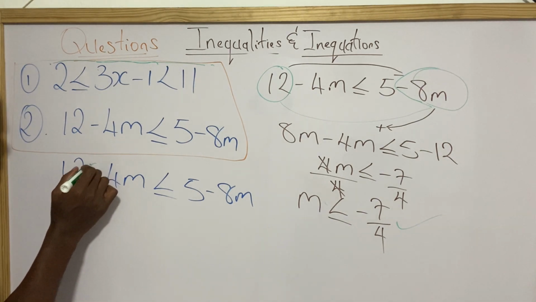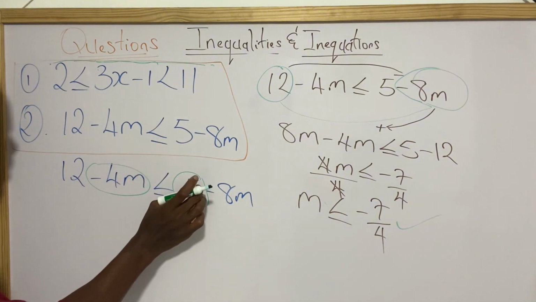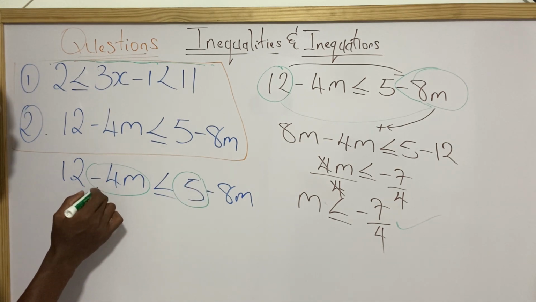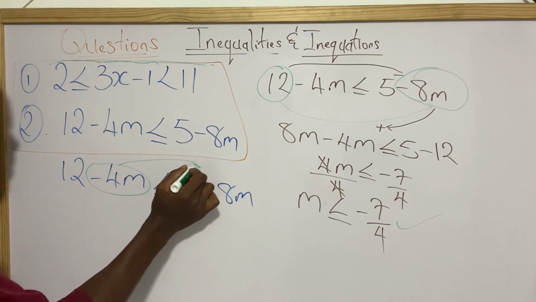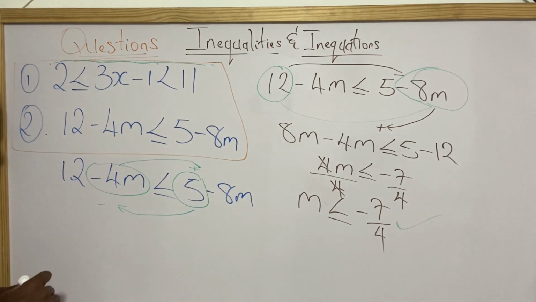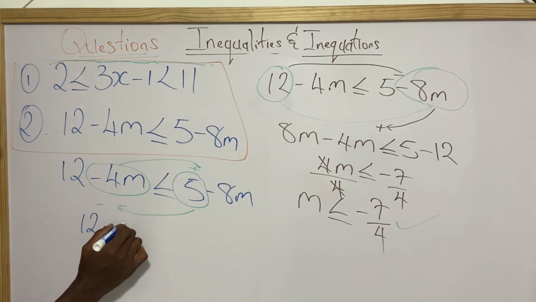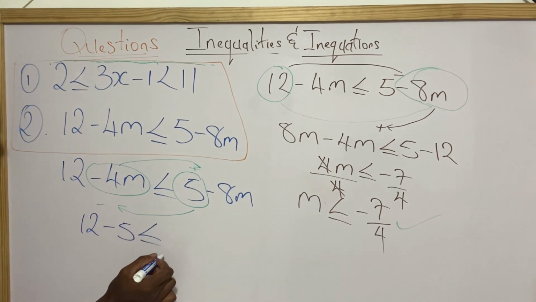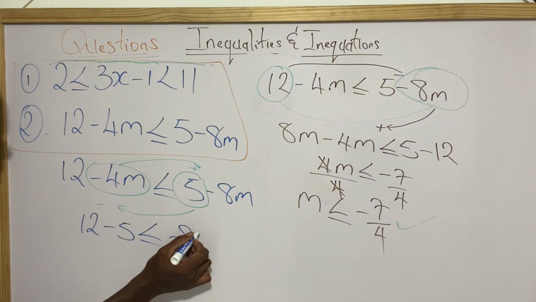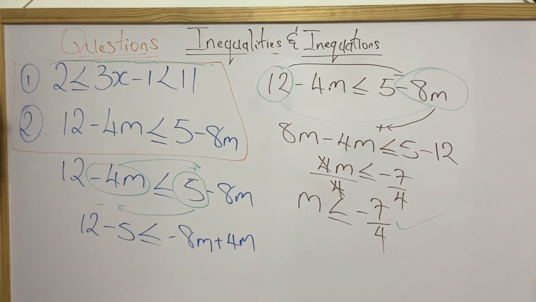if we were to take this negative 4m and exchange it or bring it over in the place of this 5, we would literally have a positive 4m, and this is going to come over as a negative. So we could go ahead and do that. So we would literally be having 12 minus 5 is less than or equal to negative 8m. This is going to come over as positive 4m, right?